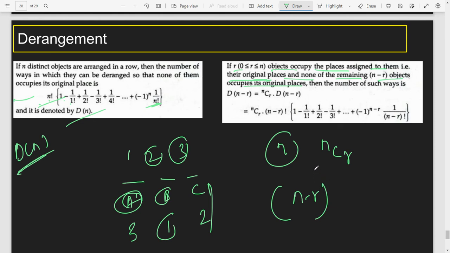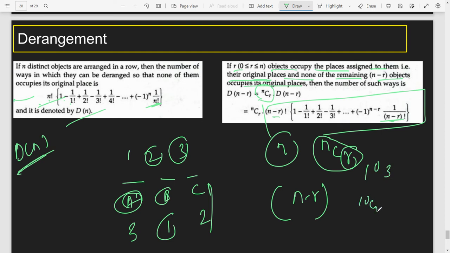So what do you need to do? Just the same thing. Choose r items out of n which are in the correct place, so nCr, and for the remaining n minus r items, repeat the same thing, the de-arrangement of n minus r. Let's say out of 10, only 3 are rearranged. So 10C7 means all the 7 items are not rearranged, and then for 3 items, repeat the same formula up to 3.